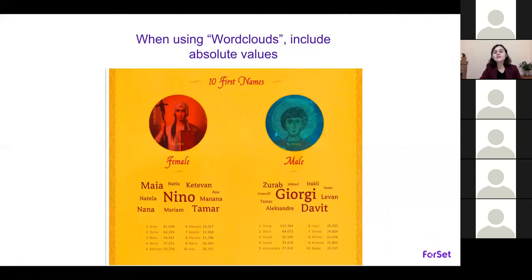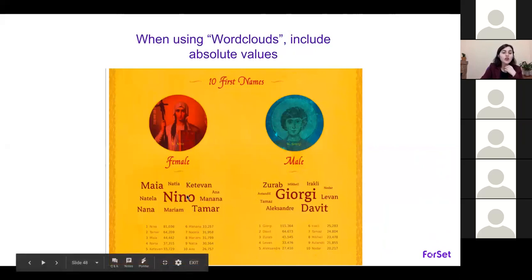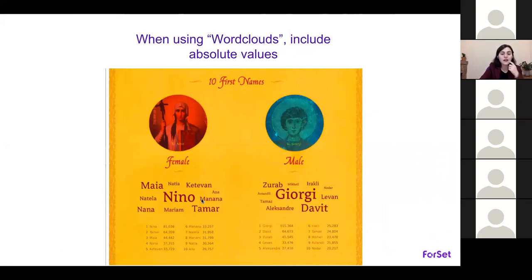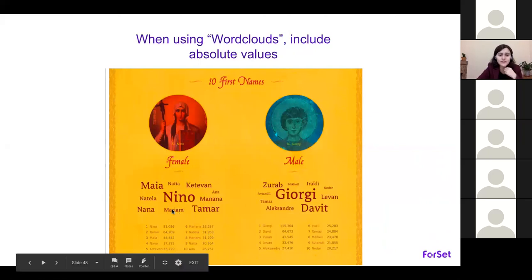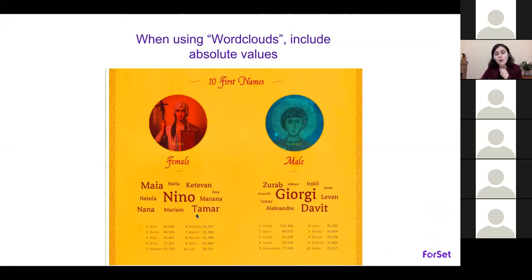You can also consider, for variety, using so-called word clouds to show different values. For example, we have top names for females and males in Georgia visualized in this case, and in both of those cases, you can see which are the top names. However, if it's very important for you to see, for example, the difference between this name and that name, it's not that easy to see in this word cloud structure.